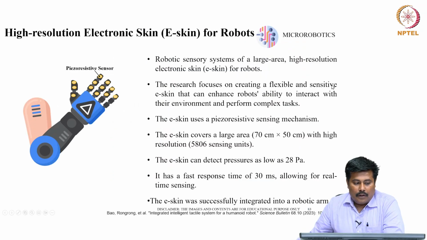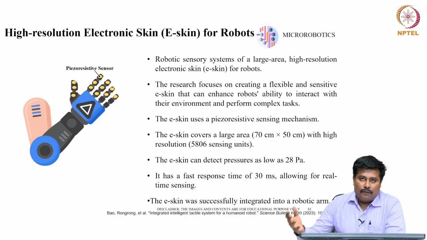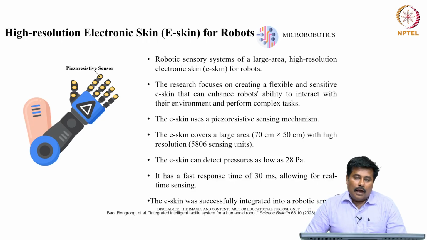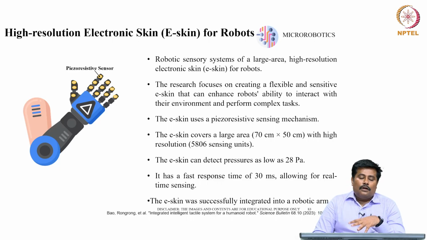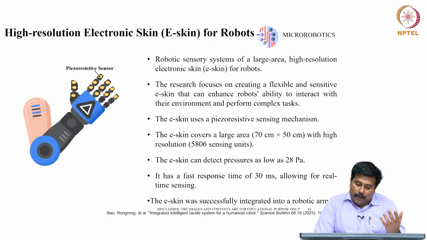robotic system. Now there are different kinds of high resolution electronic skins also used for such applications. One of these includes a robotic sensory skin. In this particular case, instead of flexoelectric or shape memory alloy structures, piezoelectric sensors are deployed. In these piezoelectric structures, a robotic sensory system of a large area high resolution electronic skin for robots is embedded. The research focuses on creating a flexible and sensitive e-skin that can enhance the robot's ability to interact with its environment and perform complex tasks.